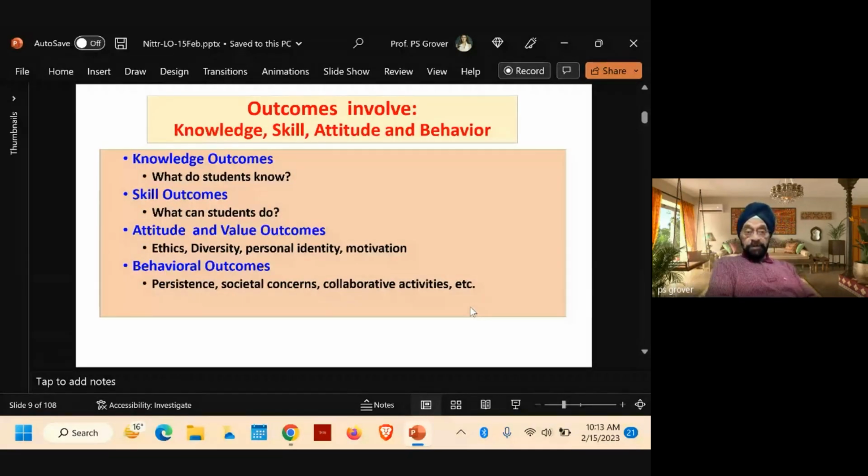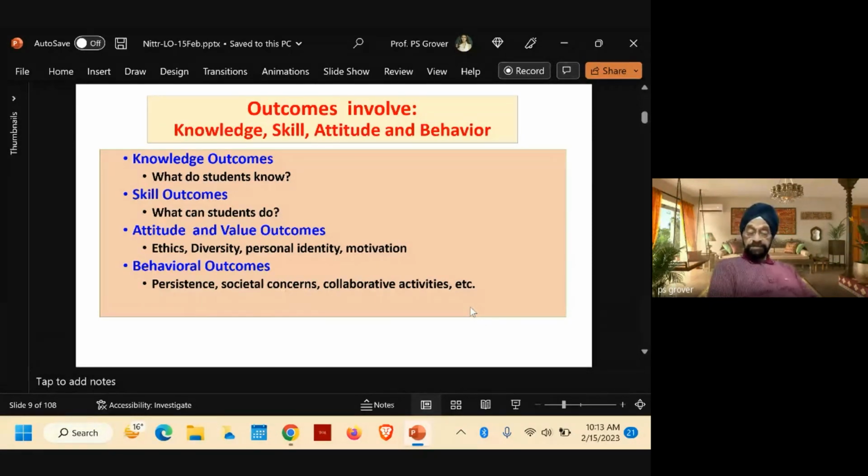So, outcomes involve knowledge. Knowledge outcomes mean what do students know? Skill outcomes. What can students do? Then attitude and value outcomes: ethics, diversity, personal identity, motivation. And then behavioral outcomes: the habits of students, persistence, concern about society, collaboration, team working, and so on. Now, please appreciate these are the concepts which are being specifically emphasized while OBE is being implemented.